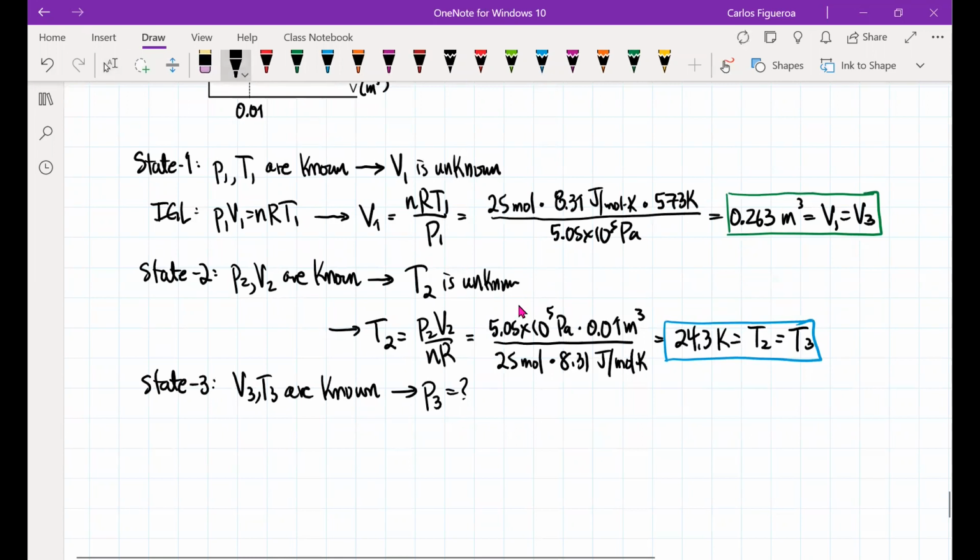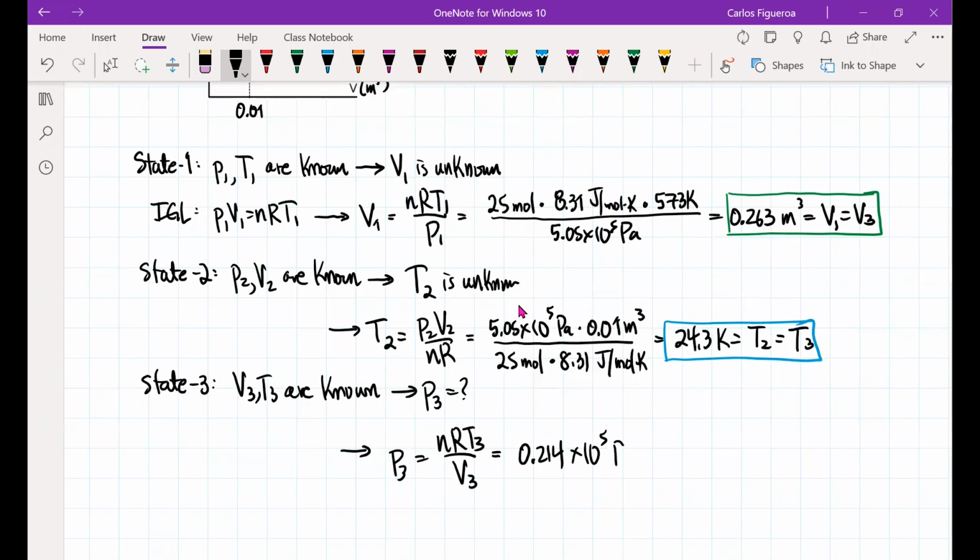So if I now solve the ideal gas law for the pressure, you could see here that I got to write P3 is then going to be nRT3 over the volume 3. Now, if I plug in all my values here, following the exact same process as we did before, I get 0.214 times 10 to the 5 pascals for P3.